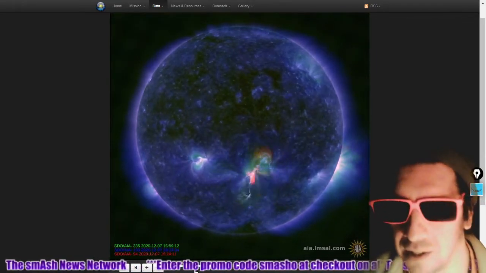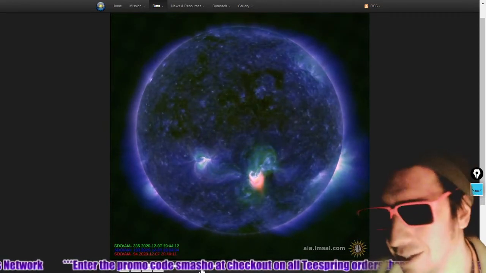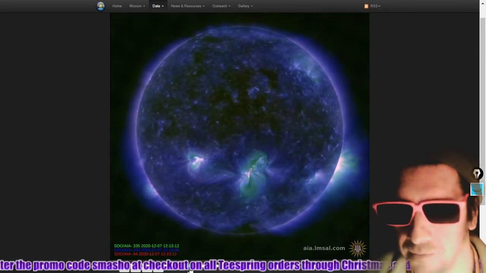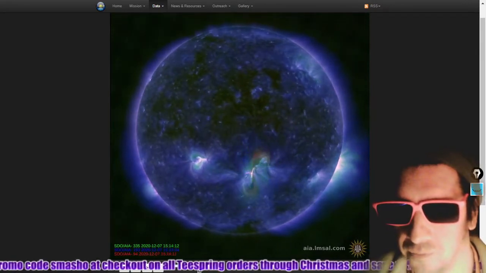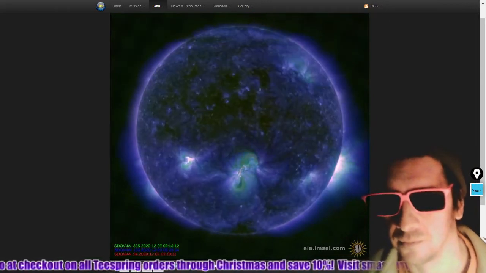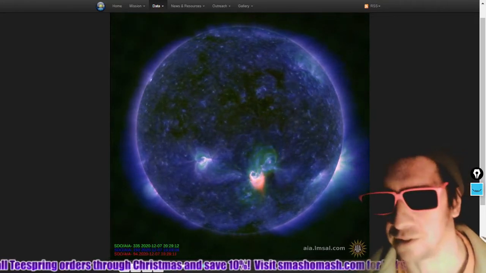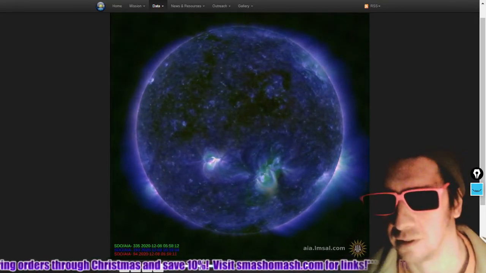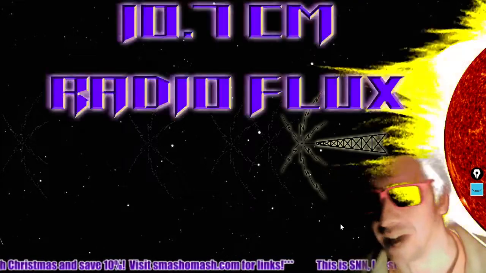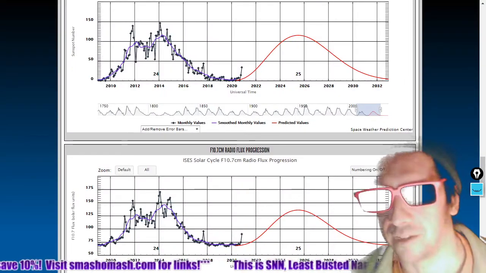The peak X-ray flux happened at about 1630 Universal Time yesterday. So there's the X-ray flare happening in 3 different wavelengths. Radio flux, the 10.7 centimeter radio flux is at 90. There's the 1-year chart of that.